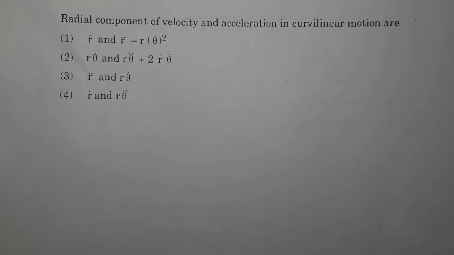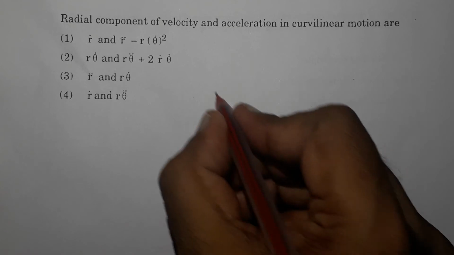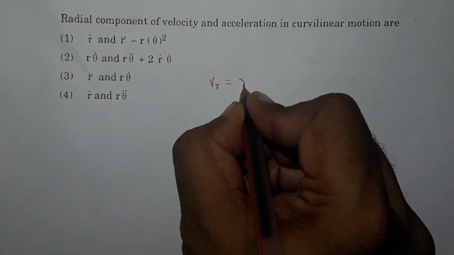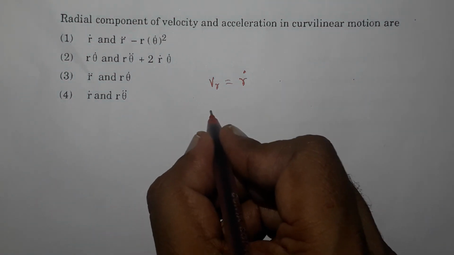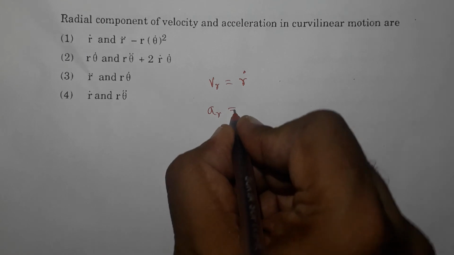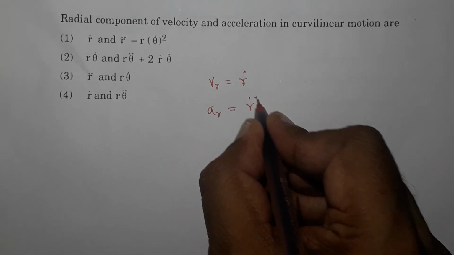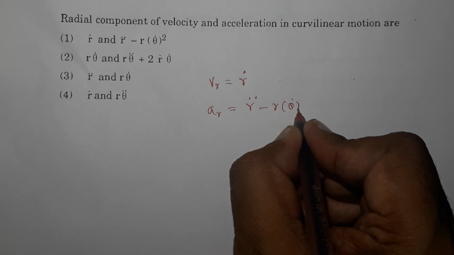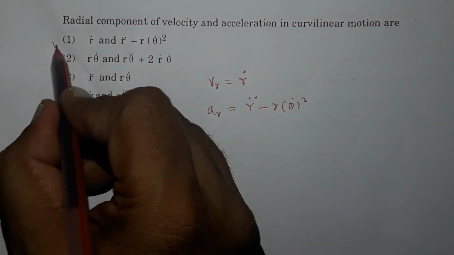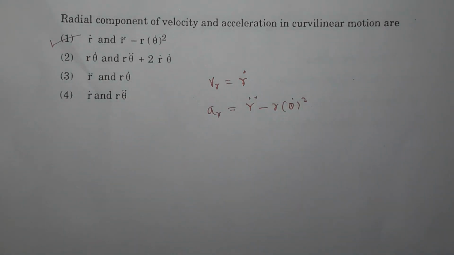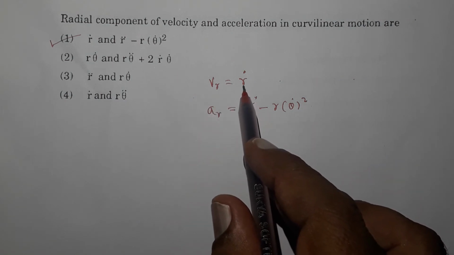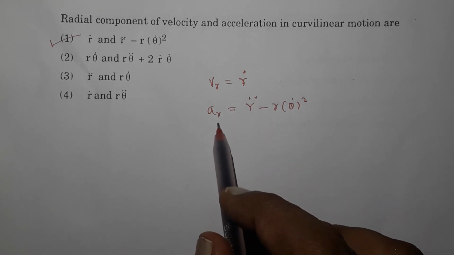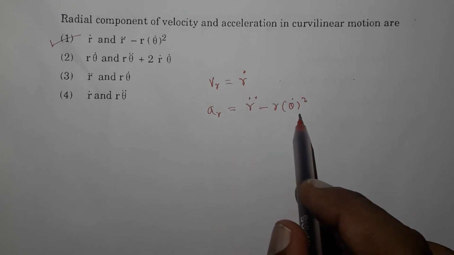Radial component of velocity and acceleration in curvilinear motion are. Now the radial component of velocity Vr is given as r dot, whereas the radial component of acceleration ar is given as r double dot minus r into theta dot square. Option 1 is the correct option. Here, Vr is equal to r dot, the radial component of velocity, whereas ar is equal to r double dot minus r into theta dot square.